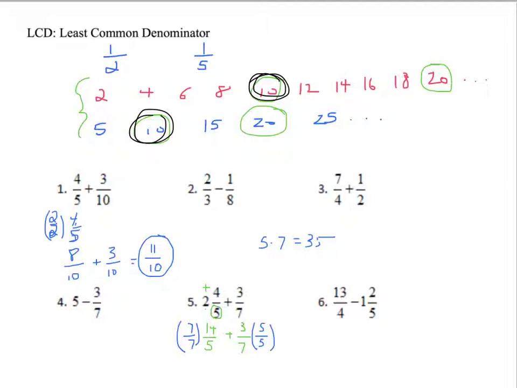So 7 over 7 times 14/5, 7 times 14 is going to be 98. So I'm going to write that down. 98, 7 times 5 in the denominator is 35, plus in this case, 3 times 5, 15. Denominator 7 times 5, 35. My rules again, add only the numerators. 98 plus 15 is 113. Leave that denominator of 35 alone, and that's my final answer.